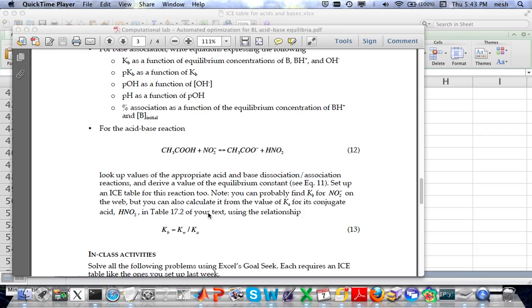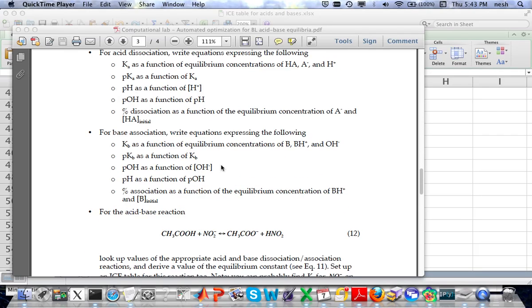So I want Kb for the nitrite ion, NO2 minus. You look up Ka for HNO2 in table 17.2, and then use equation 13 for that purpose. You might want to go ahead and do those and note them right now. Okay, so once you have Ka of acetic acid and Kb of the nitrite ion, then you can go back up to equation 11.